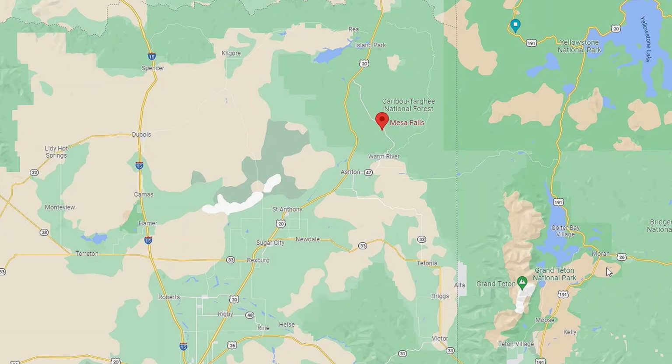This is the second part of my journey. The first part, as you have seen in my previous videos, was at the Grand Tetons, but I've moved on from that and I'm on my way to Yellowstone National Park. But for this first part of this new series, I have stopped at Lower Mesa Falls.